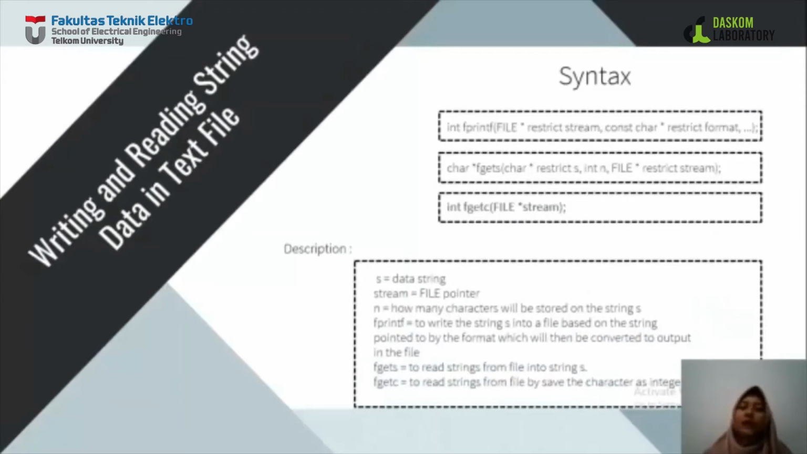To write and read string data in a text file, we can use 3 functions. First is fprintf for writing, second and third are fgets and fgetc for reading string data in a text file. If we use fgetc, it will read strings from the file by saving each character as an integer.